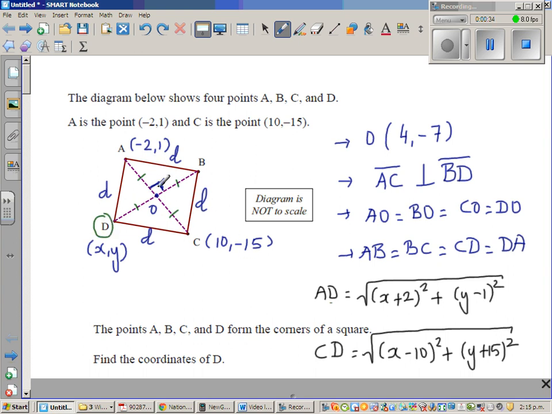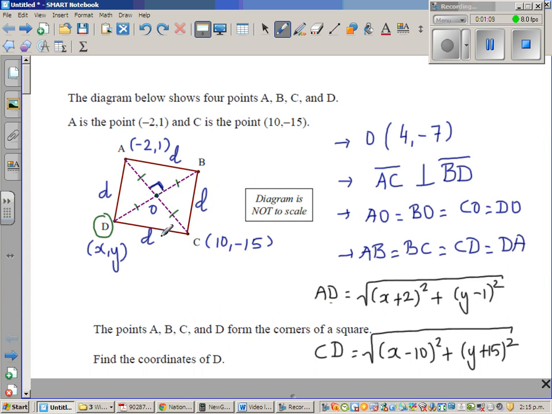Now, as a square, all the sides are equal. The diagonals are mutually perpendicular and they bisect each other at right angles. This is one of the key features of the diagonals of a square, which you should know as year 12 students. This question has been taken from the NCEA exam of 2011 on the topic of coordinate geometry of year 12 or level 2.